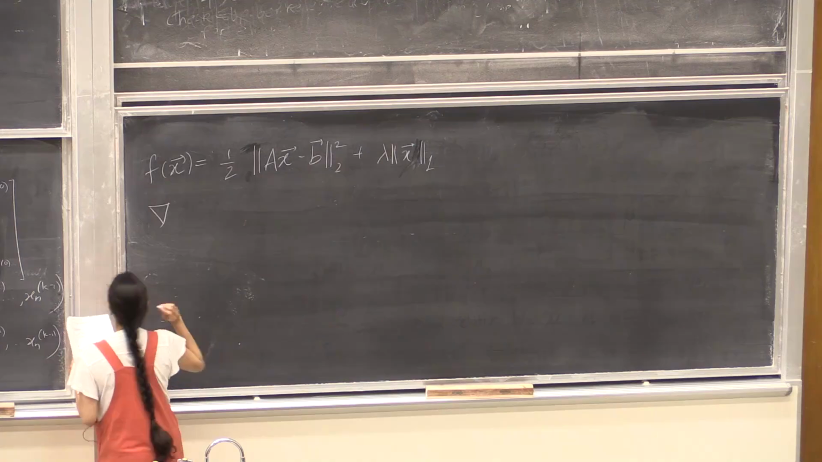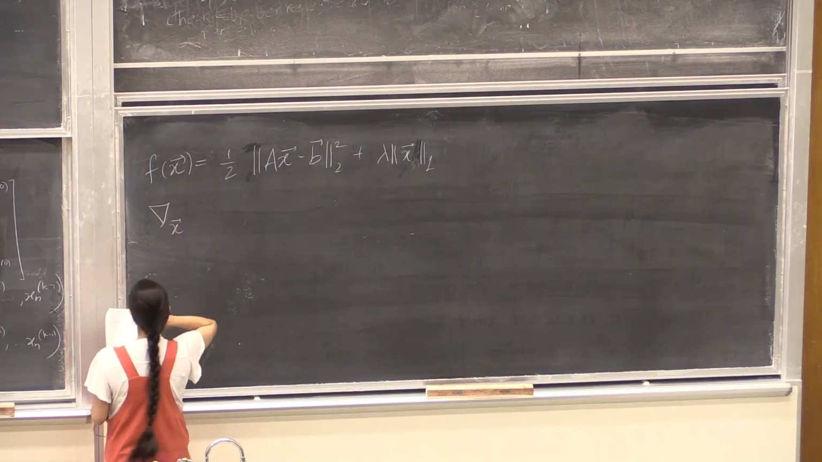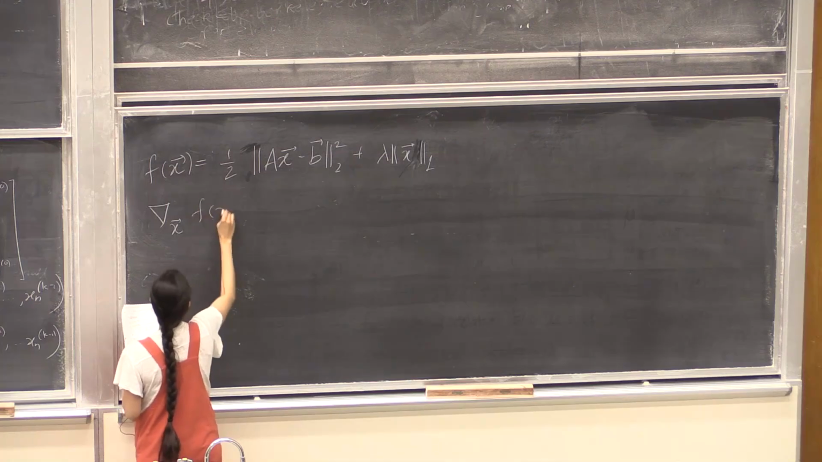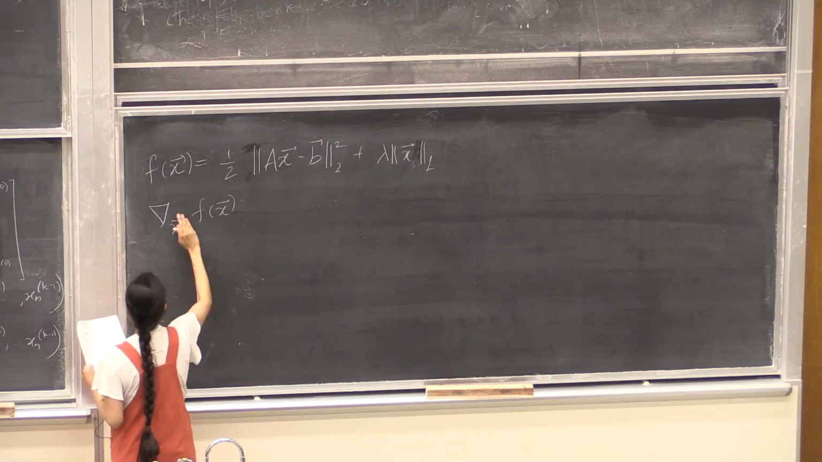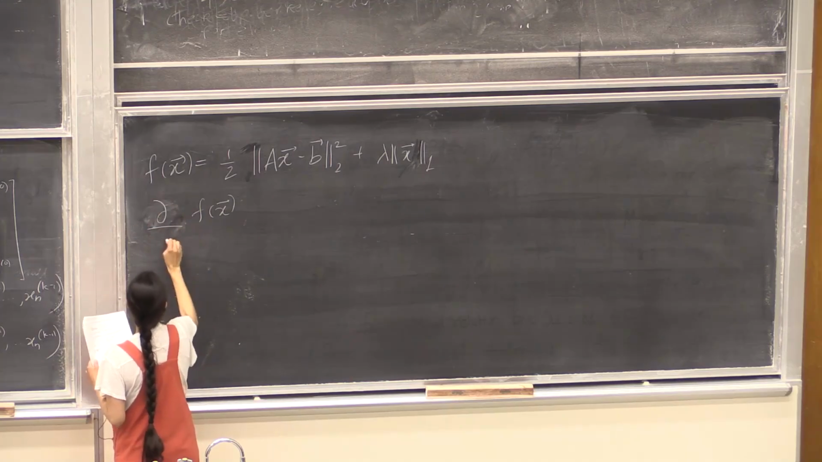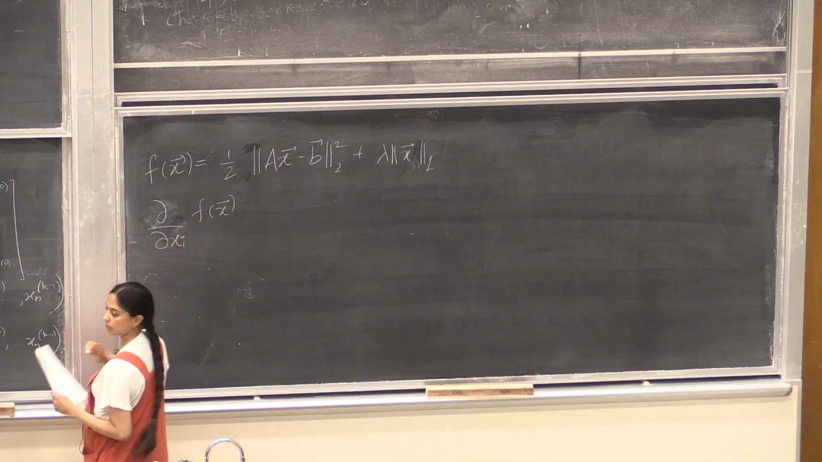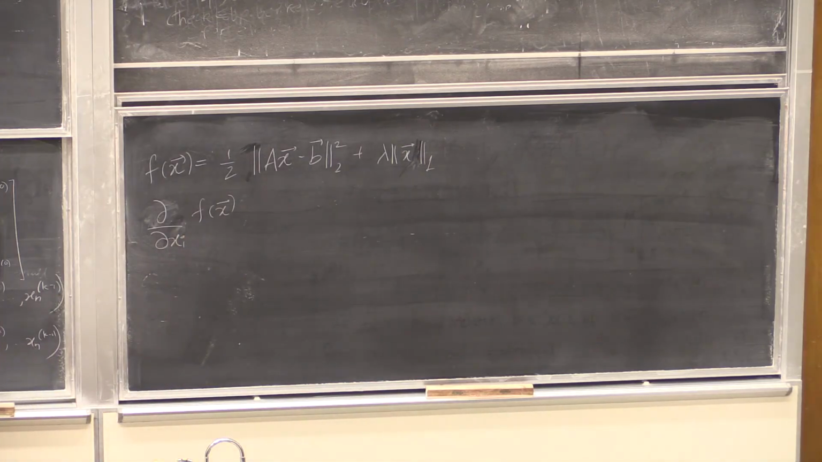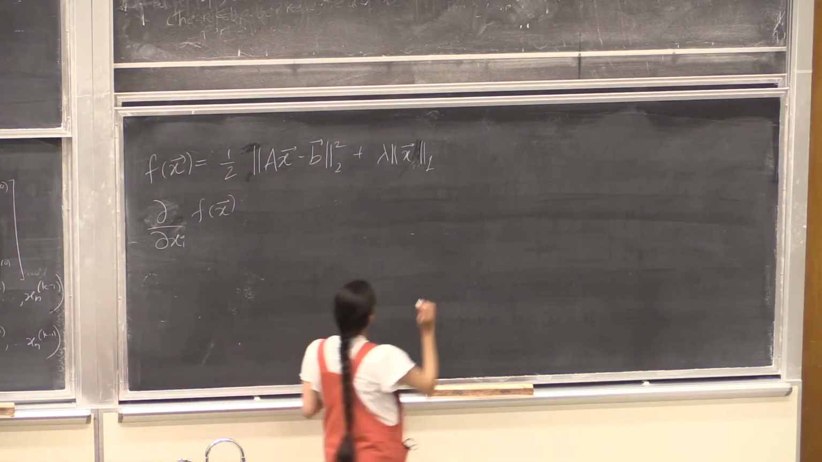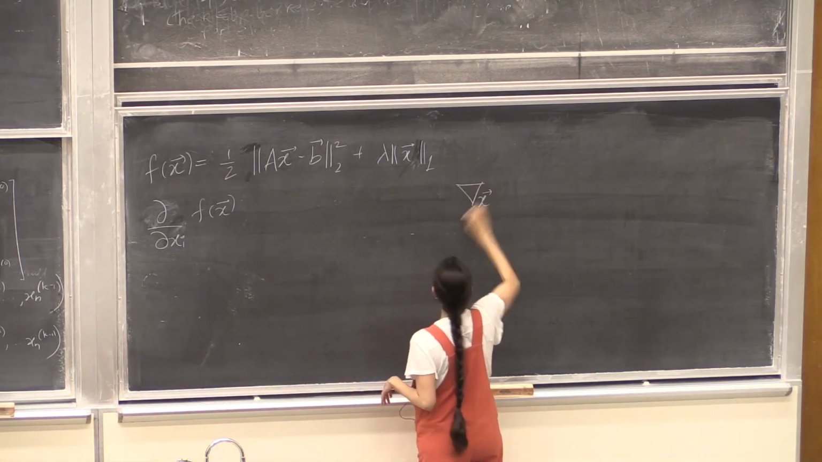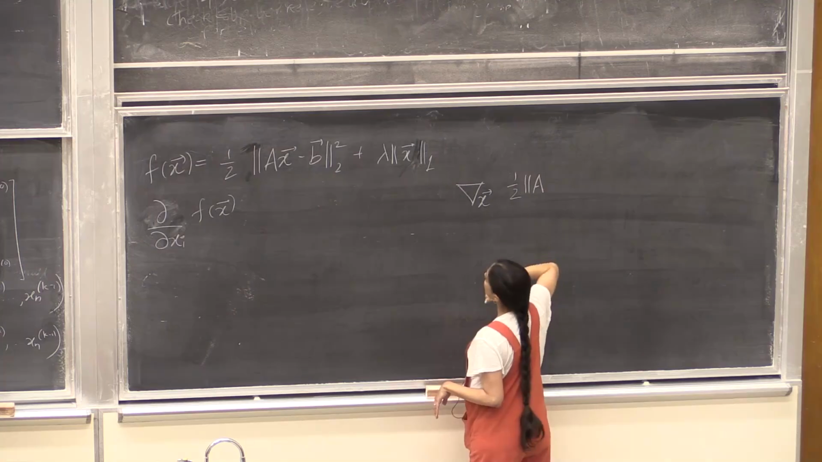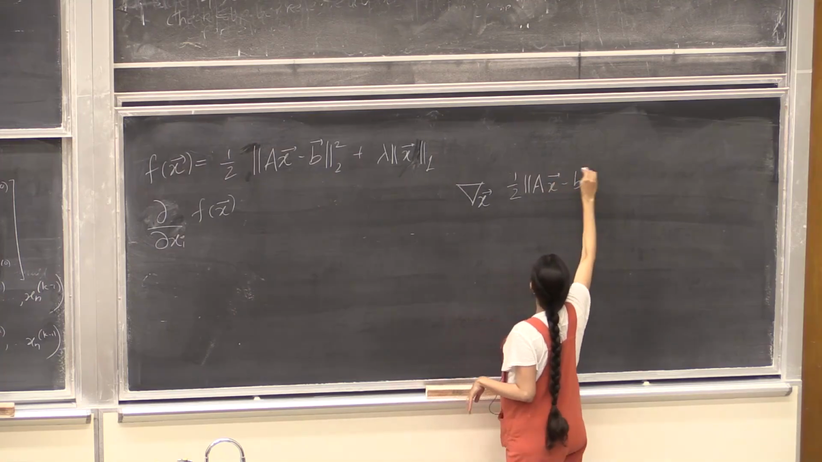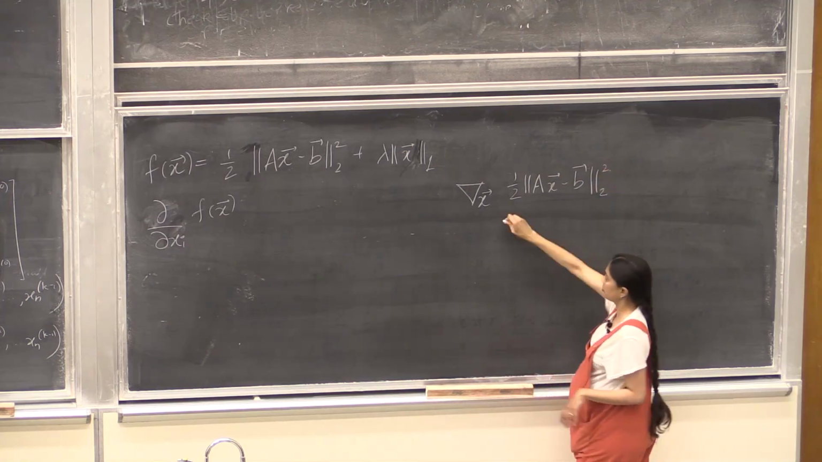So now I want to find basically what is my gradient of my x. Or let me remind you all, if I was to just write the gradient with respect to x of 1/2 ax minus b.